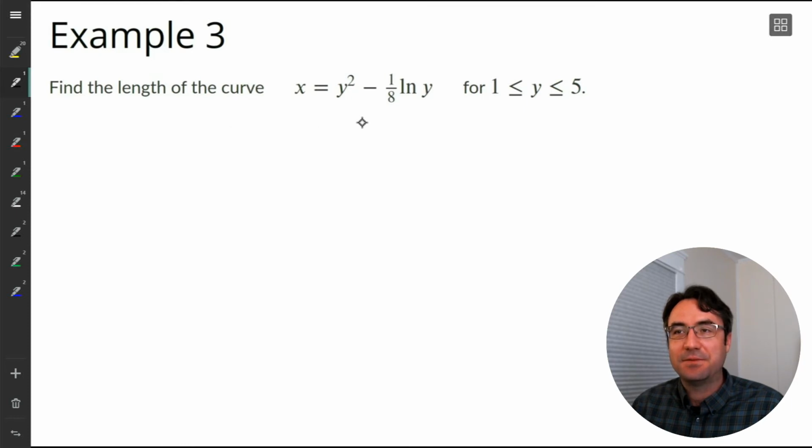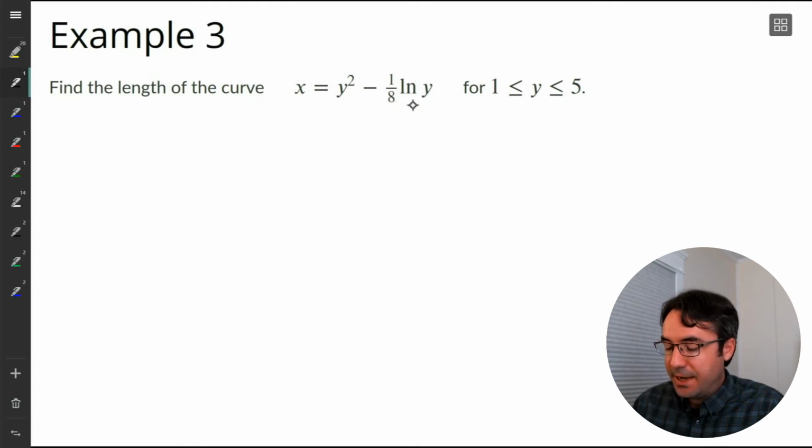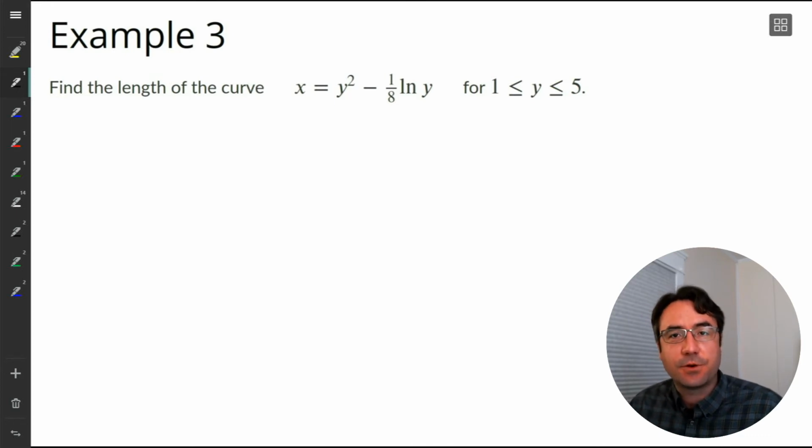So we're going to find the length of this curve, x equal to y squared minus 1 over 8 times the natural log of y, where y is between 1 and 5. Now we're given x as a function of y, so we're going to use that other version for arc length, where it was in terms of y. Very similar setup, though. And so when we do this, it's going to be helpful to try and work with that square root term first. Get it simplified as much as you can.